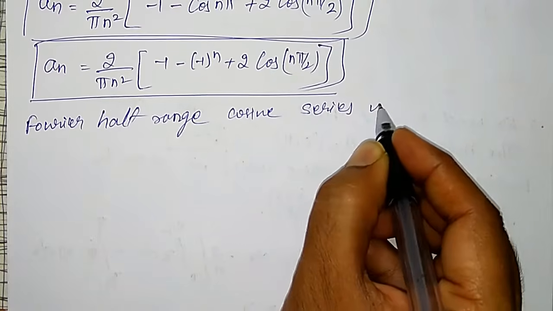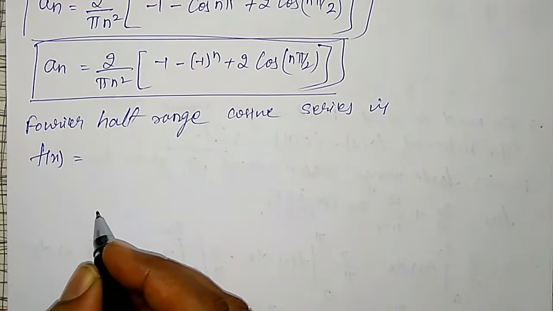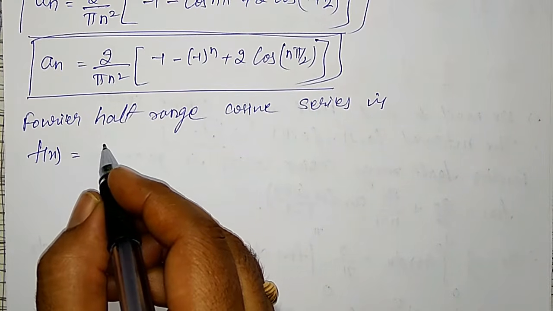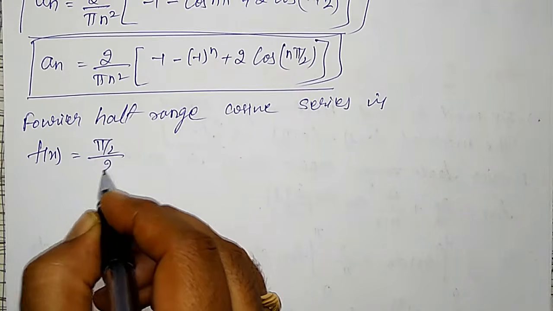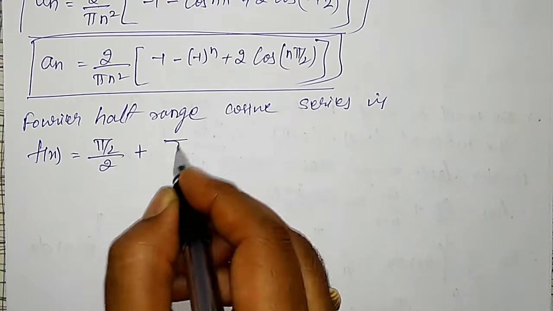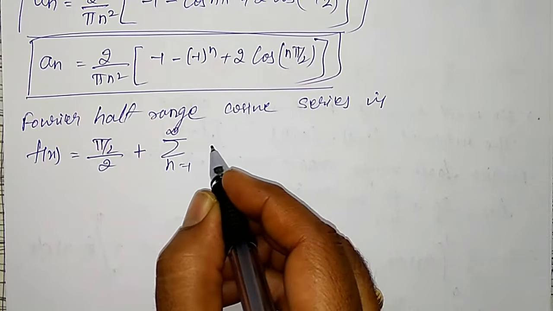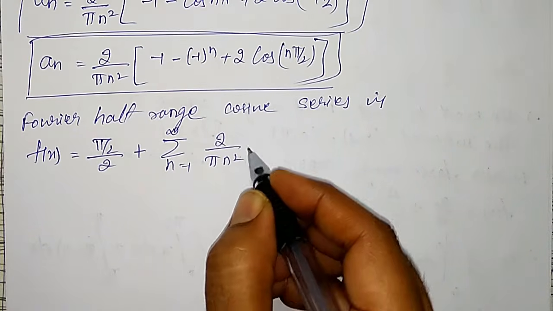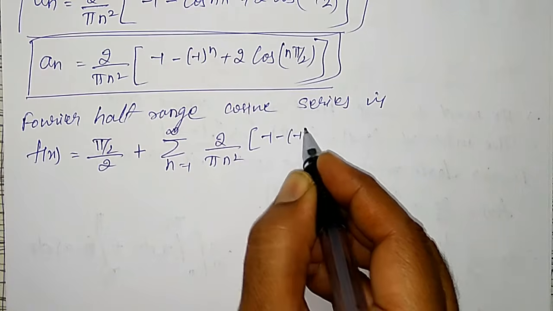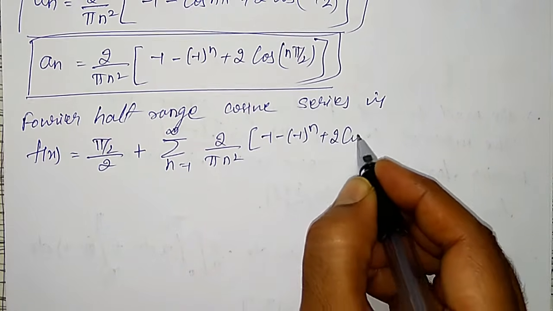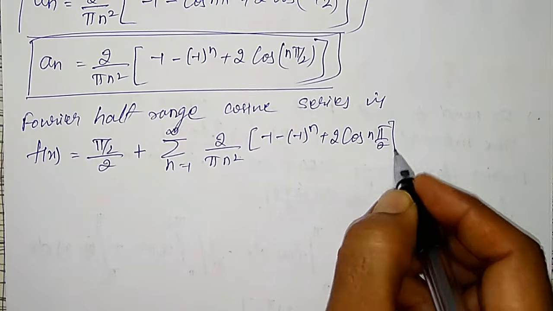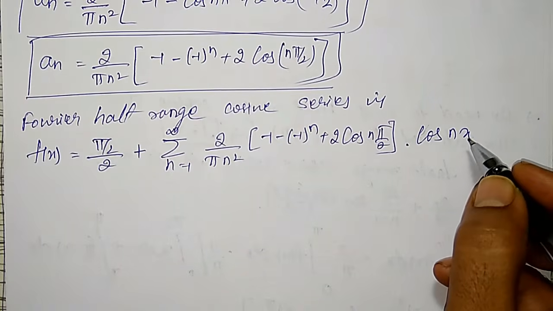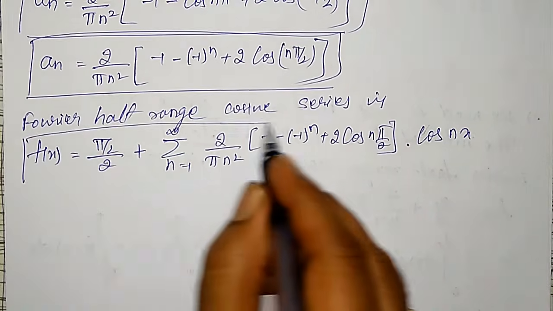The cosine series is f of x equal to a naught divided by 2. My a naught value is pi by 2 divided by 2, plus the summation from n equal to 1 to infinity of a n, which is 2 by pi n square into the bracket minus 1 minus of minus 1 raised to n plus 2 times cos of n pi by 2, into cos of n pi x by l, where l equal to pi cancels. This is the required Fourier series.